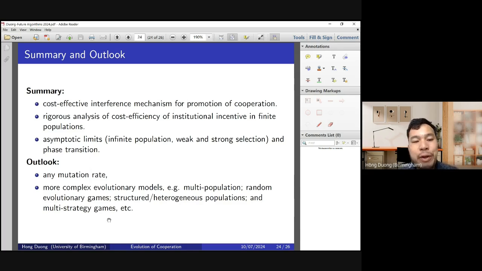In the future, we would like to generalize this work to more complicated situations when the mutation is big. Here we assume small mutation, but mutation can be significant. We also want to consider more complex evolutionary models, for instance, multi-population, random games, and populations with structures.